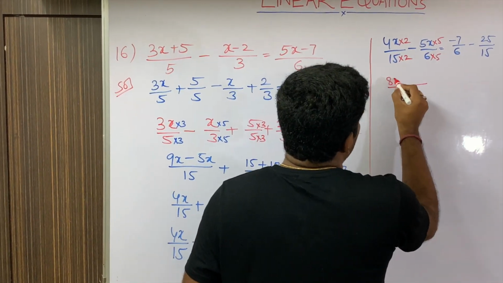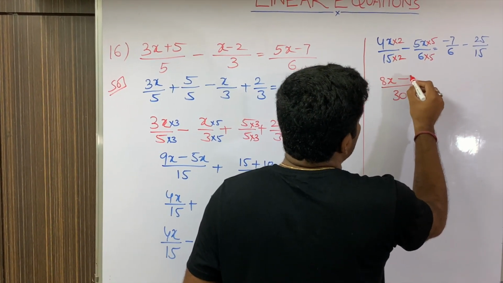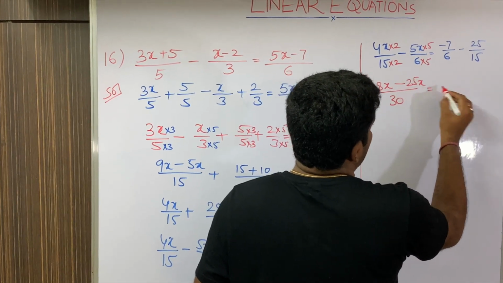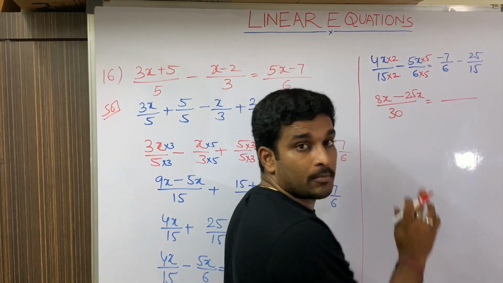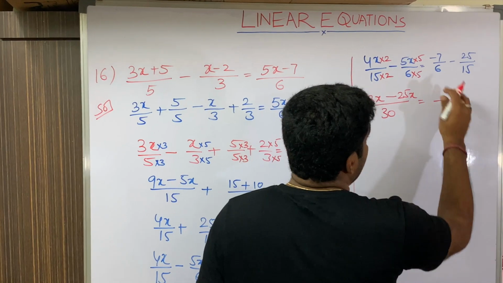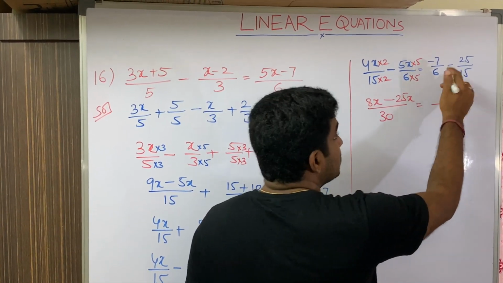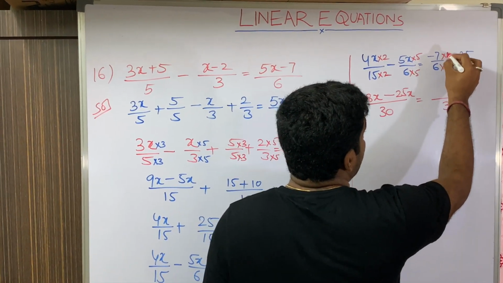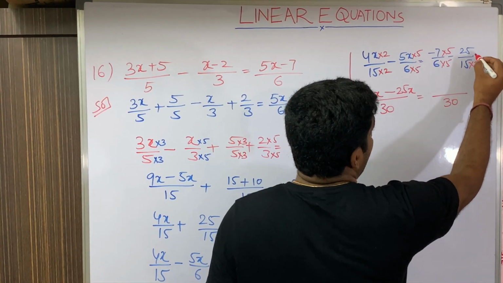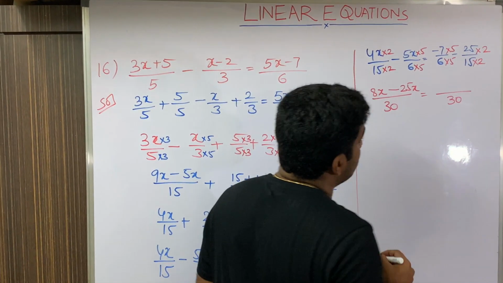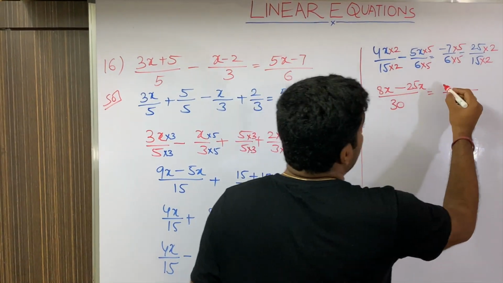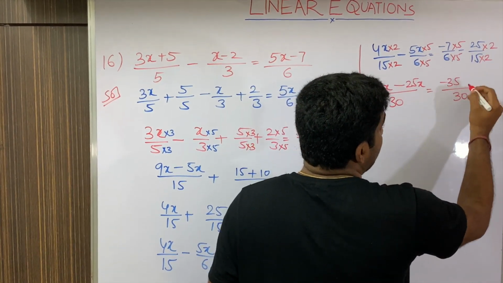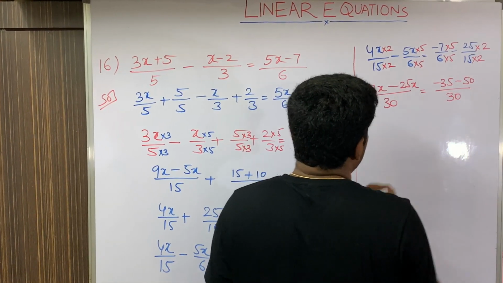4x into 2 will become 8x. Minus 5x into 5 will become minus 25x equal to, when we take LCM of 6 and 15, it will become 30. To get 30, we have to multiply 6 with 5, same as in numerator. Here to get 30 we have to multiply with 2 same as in numerator. Minus 7 into 5 will become minus 35. Minus 25 into 2 will become minus 50.